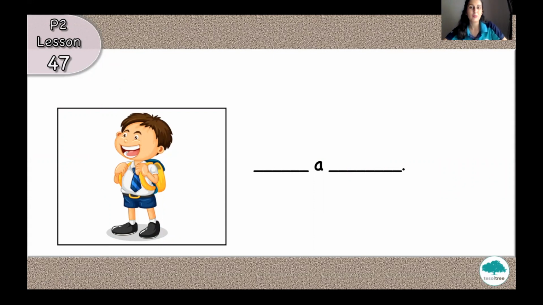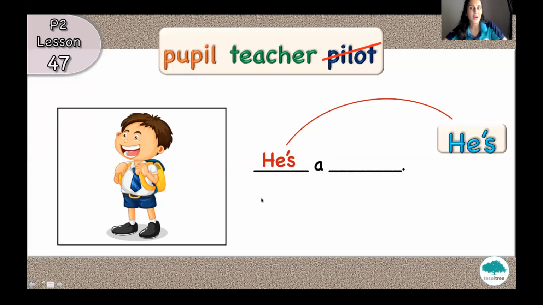Look at the picture. So what do you want to choose? He's or she's? He's. Yes, because we can see a boy on the picture. And now let's think together. We have pupil and teacher. So I want you to choose the correct answer. Who is he? He's a pupil. Yes, that's true. He's a pupil.